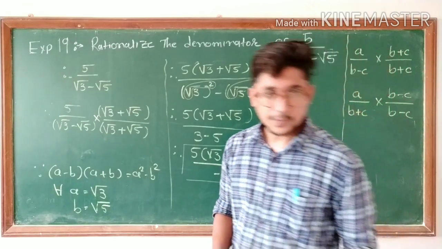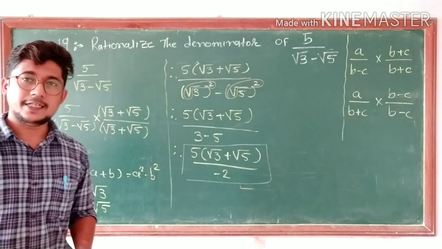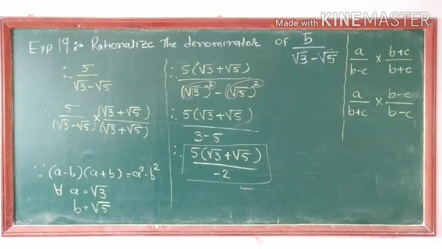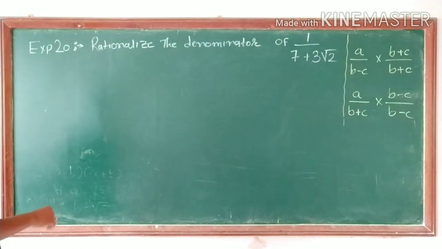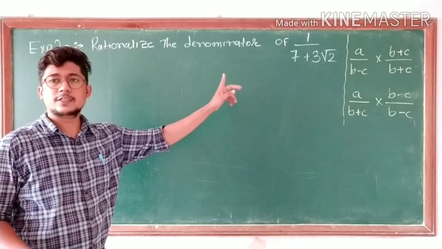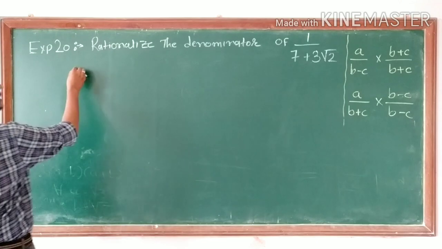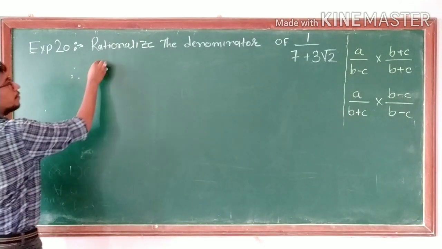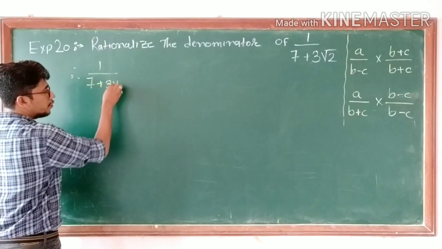Yes, it's right. Okay. So now we are moving on to example 20. Moving on to example 20. Again, they have given 1 upon 7 plus 3 root 2 and we have to rationalize the denominator. So the question is given as 1 upon 7 plus 3 root 2.